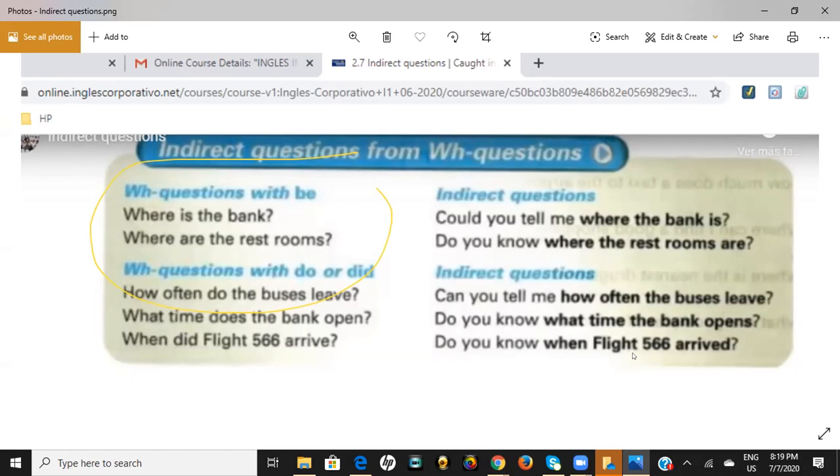So as you can see, the questions on the left are exactly the same questions on the right, but the questions on the right are more polite. They're more professional, we can say. And we use them to sound more polite when you're talking with a person that maybe you don't know. Okay, any questions so far about this topic here?